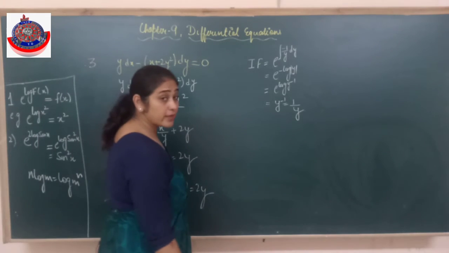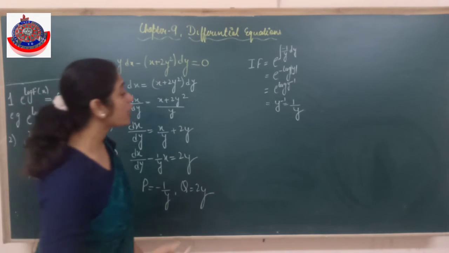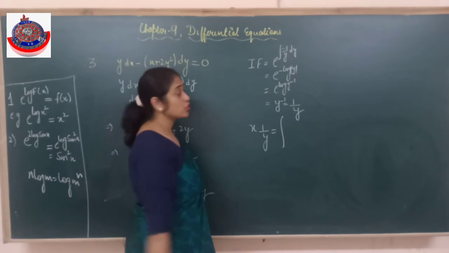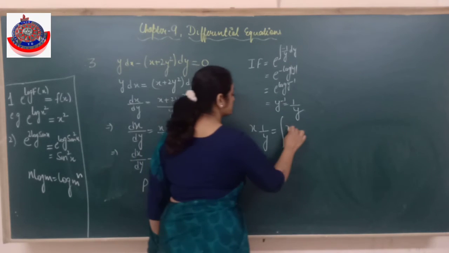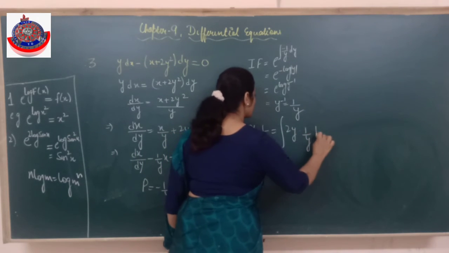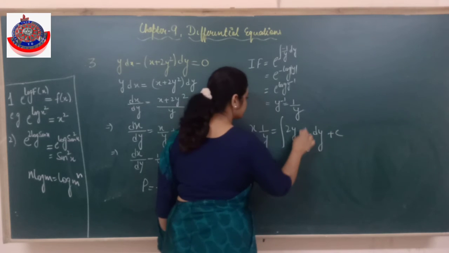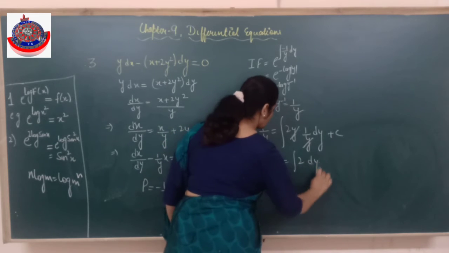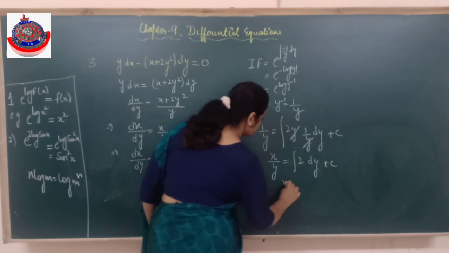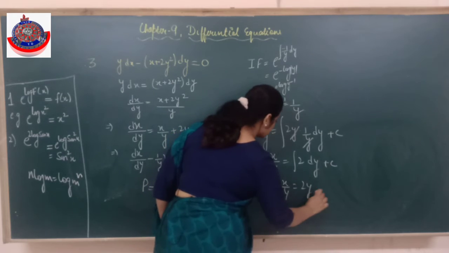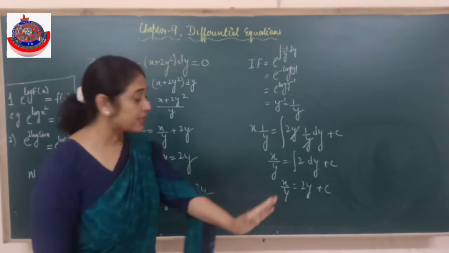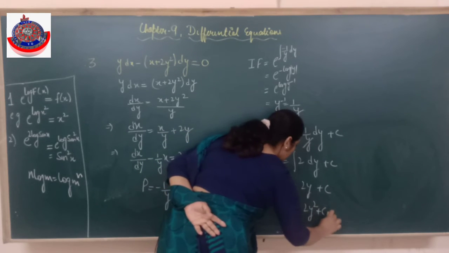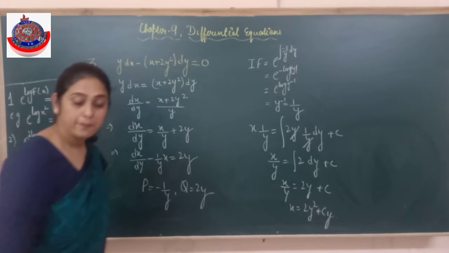So what is the solution in this one? In the first one we had y into, what will it be in this one? X into integral factor is equals to integration of q into integral factor with respect to y plus c. Integration of this will be 2y plus c. Now in this type of question, where x is equals to is the answer, I'll put x equals 2y square plus cy. That is the answer. Understood?